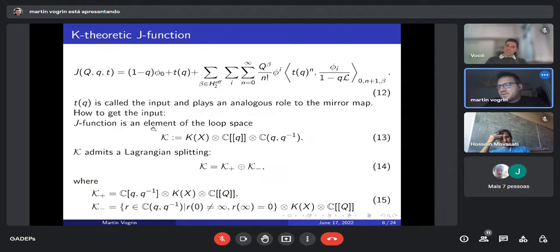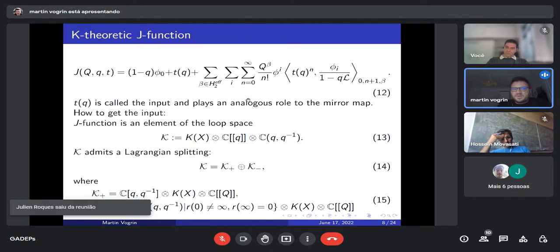The J function is an element of the loop space. So this is K-theory, tensor product with the power series, tensor product with the rational functions in Q and Q minus one. And this curly K, the loop space, admits a Lagrangian splitting into the K plus and K minus components. The K plus component are just power series in Q and Q minus one. So these are Laurent polynomials. And K minus, this is everything else. So this is everything that is not a Laurent polynomial, but appears in the J function. And the input, this is the Laurent part, this is in K plus, and everything else is in K minus.